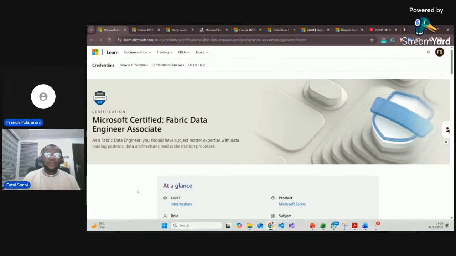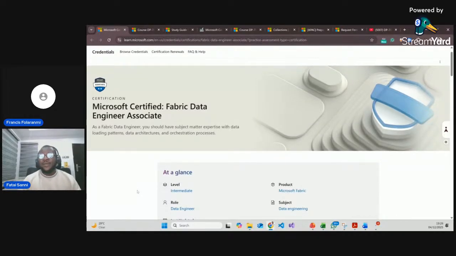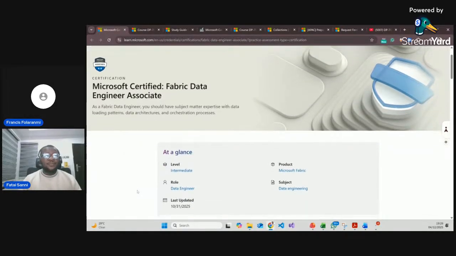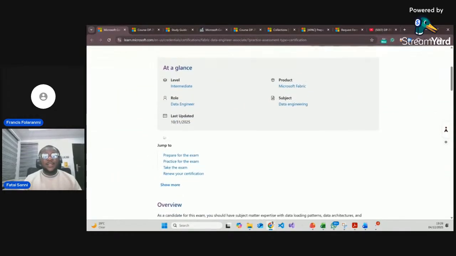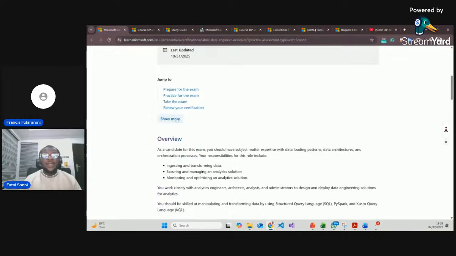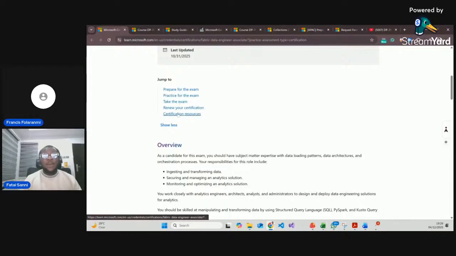Okay, so this is the first thing I'll do. I want to search for DP-700, and this is going to land me on the Microsoft Certified Fabric Data Engineer Associate page. So now, what are the things we'll see here? At a glance, it gives you the level of the exam. It gives you the role that you're practicing for. It gives you the last updated time. It gives you the product and also the subject area. Now, these are all helpful tips for you to prepare for this exam.